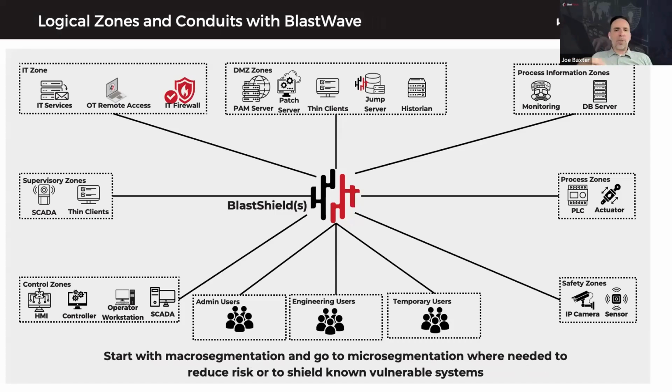So a logical zone and conduit. If I have a supervisory zone, such as the group on the left, that I want to talk to a PLC or something like that on the right, then I can create a discrete rule that goes directly there. And I can say, all right, these three PLCs can talk to this SCADA server, but not those. I can have this security camera talk to the IT services, maybe the DVR or something like that up in the IT zone. No problem.